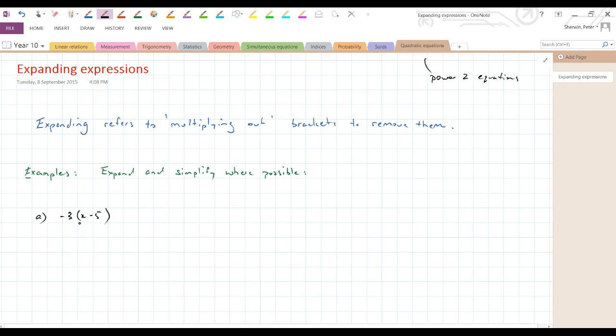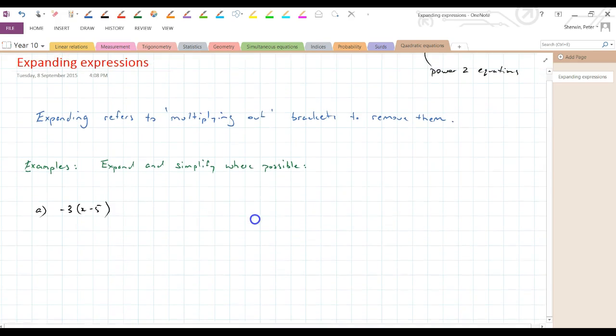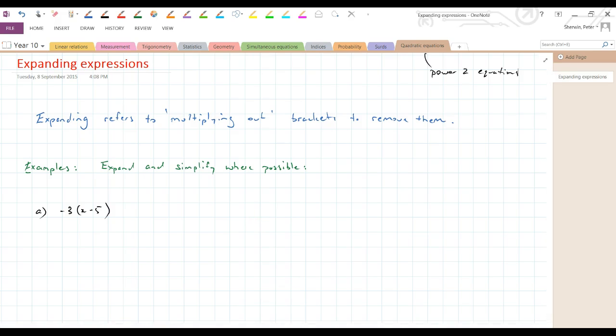So I'm just going to explain the process. Like I said, this should be a revision for you. It's not new content. Okay, so with this example here, minus 3 bracket x minus 5, we've got one term out the front of a two-term bracket. So we just need to make two multiplications.